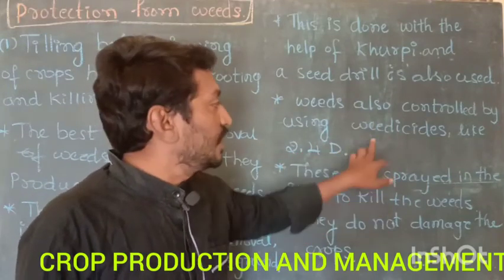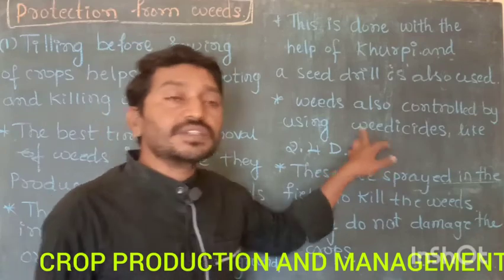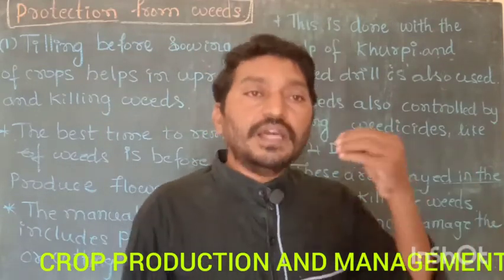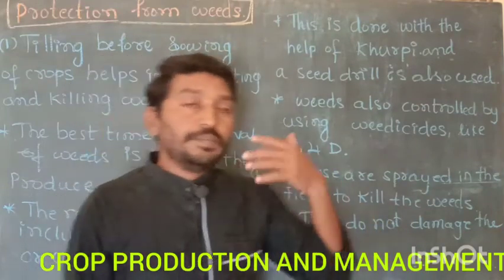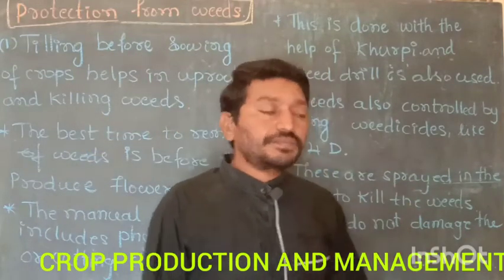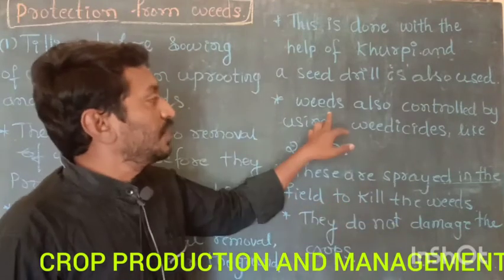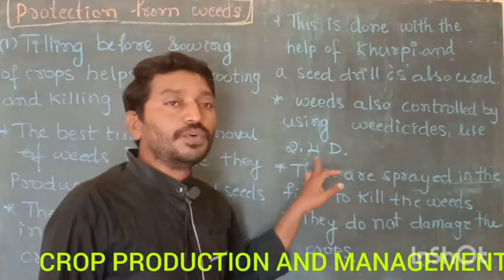That is called what? Weedicides. We call it weedicides. Weedicides are chemicals that kill the weeds in the case of plants. Okay, and one of the weedicides is 2,4-D.